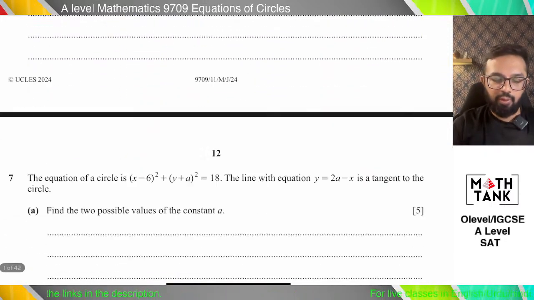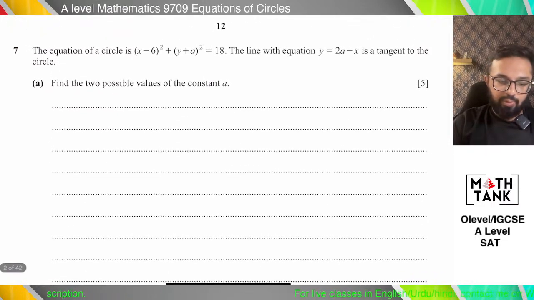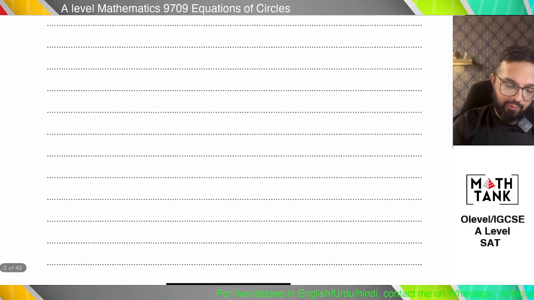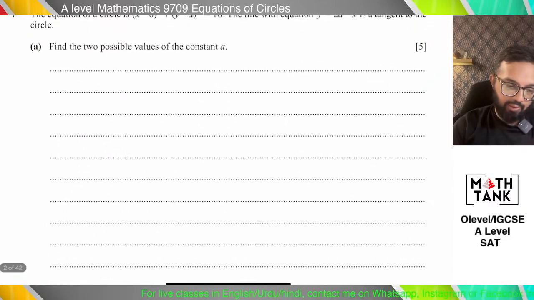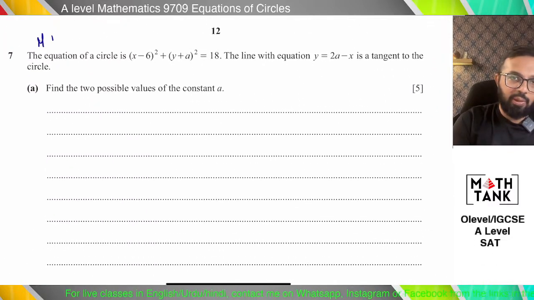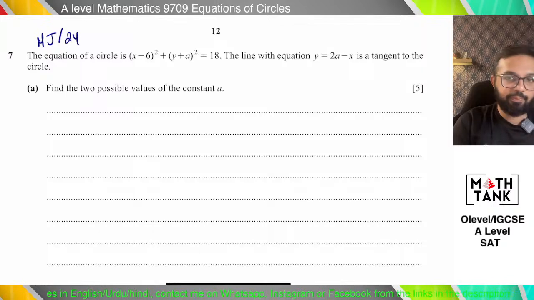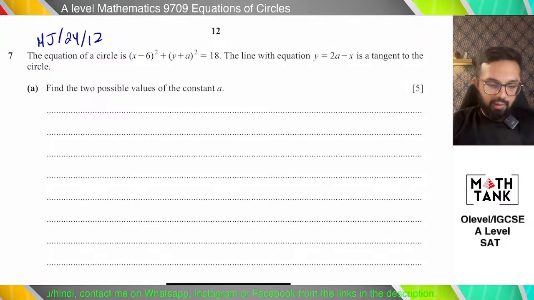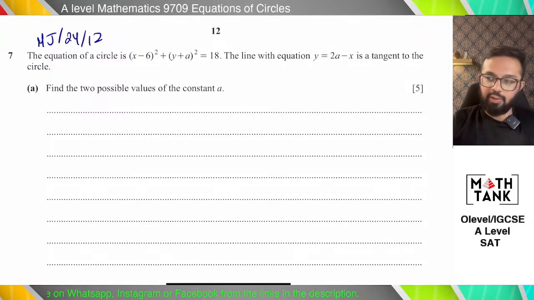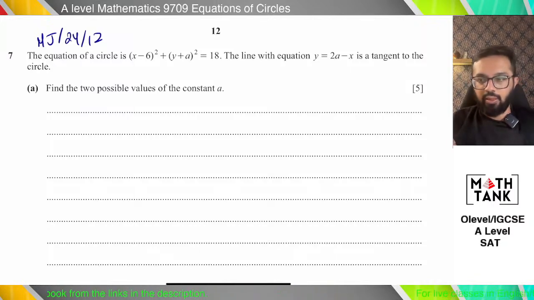Okay, moving on. It was a long question. Question number 7 is from May/June 24, paper 1, variant 2. So there's nearly one question in every exam. The equation of a circle is (x − 6)² + (y + a)² = 18.